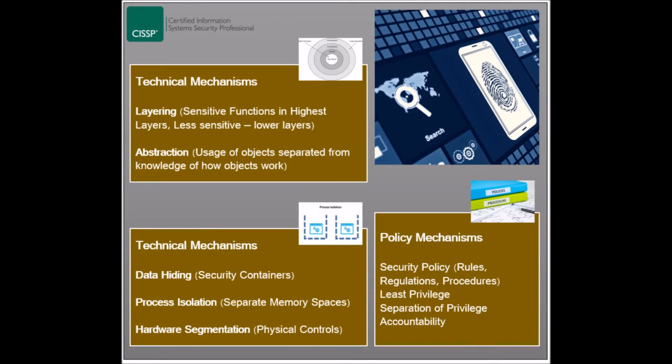The second category of protection mechanisms is the policy mechanisms, and it includes the principle of least privilege, the separation of privilege, and accountability. Security policies play a role in guiding the design, development, implementation, and maintenance of a system, whether hardware, software, or both. It is a set of rules and practices that define how the system should protect sensitive information.